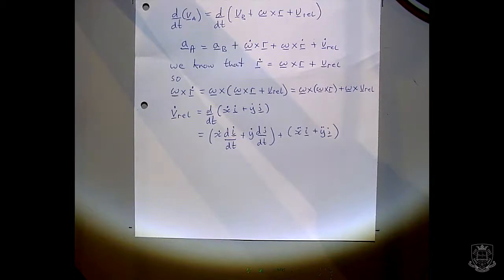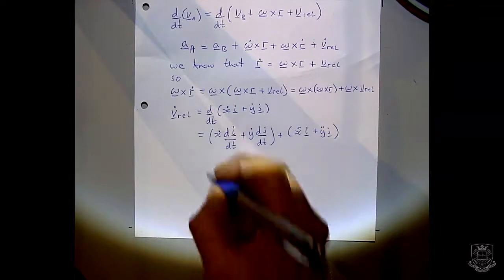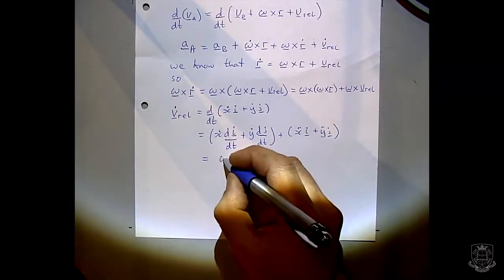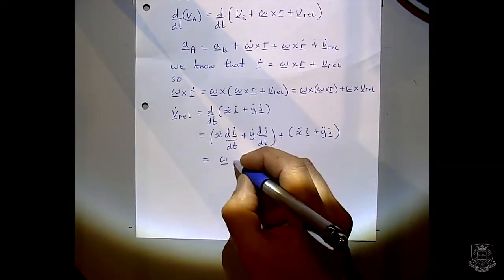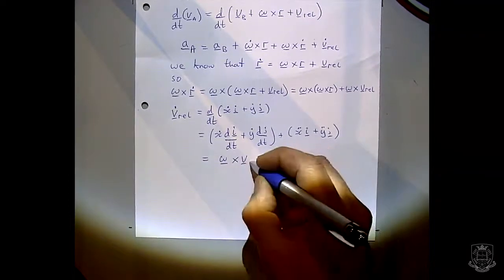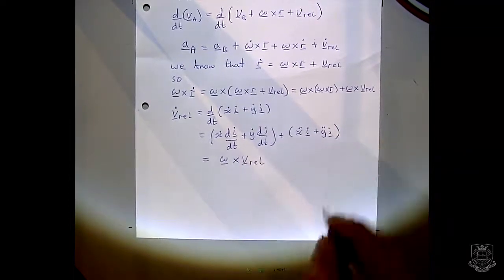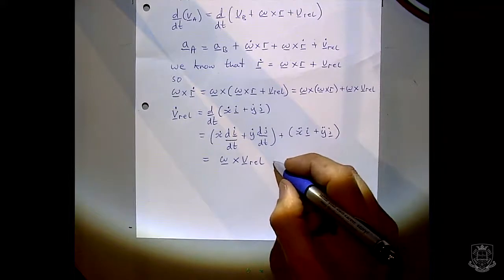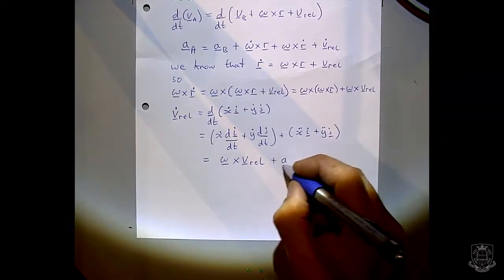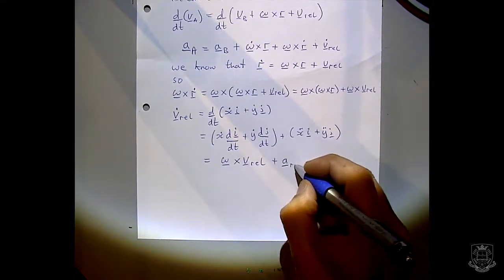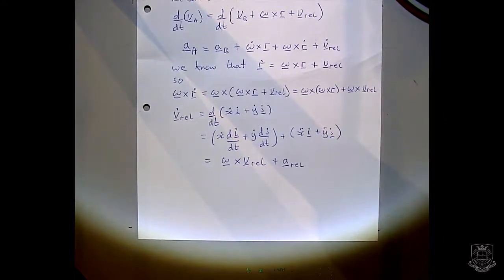And you can see the pattern emerging. That first term is essentially a rotational term, isn't it? So that will be omega cross product with something, and in this case it's omega cross product with v relative. And then this second term is the relative acceleration, so we call that a relative or a rel.